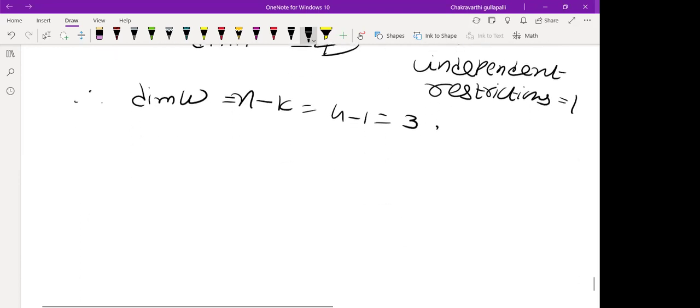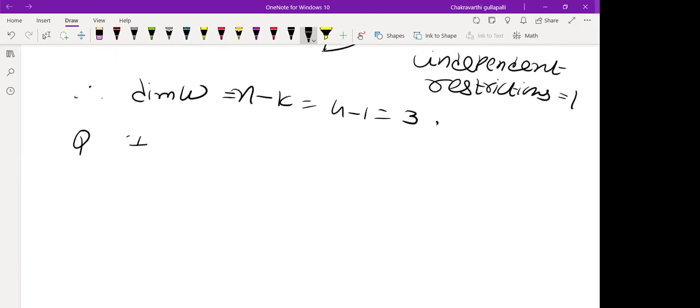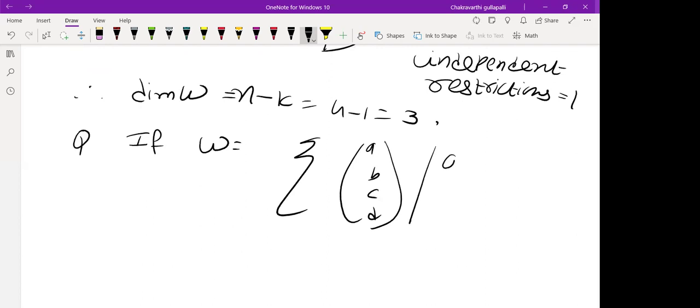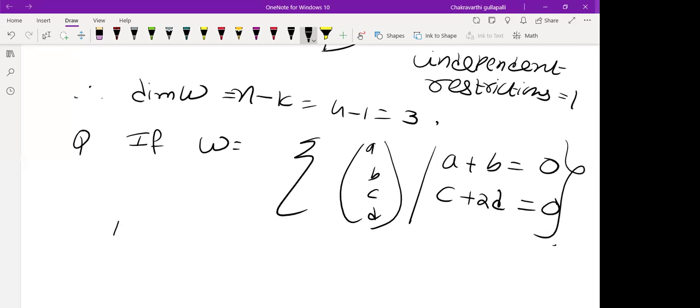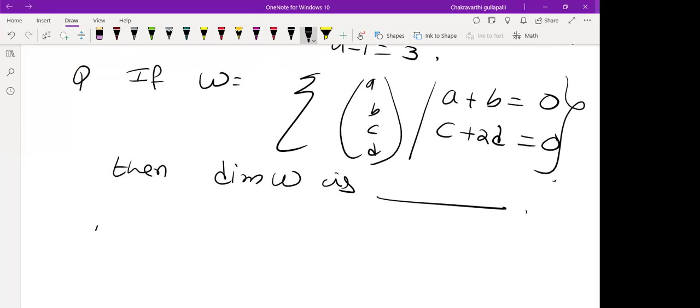Suppose 2 conditions. If W is the set of A, B, C, D, then A plus B is equal to 0, C plus 2D equal to 0. Then dimension of W is 2. Answer is 2. Why 2? W is a subset of R4. Dimension of R4 is 4. This is n.